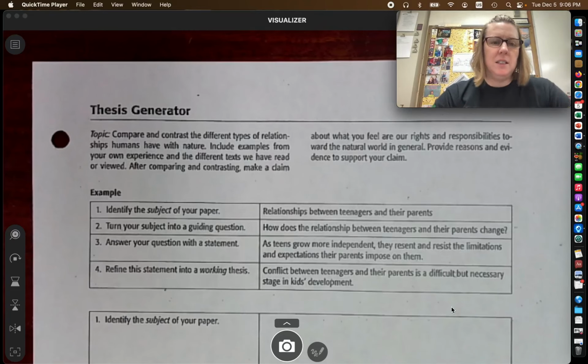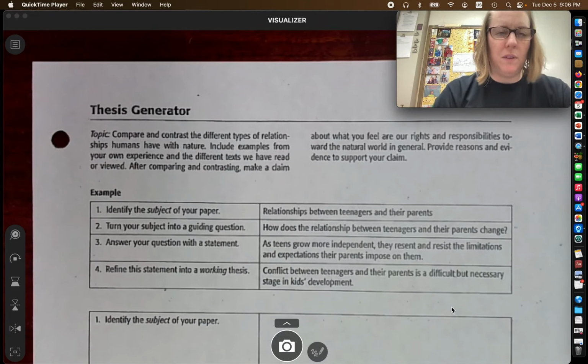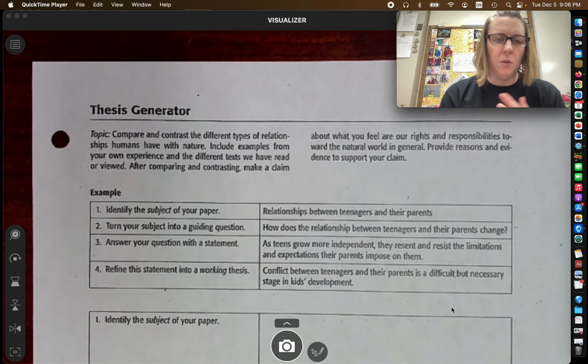All right, so this is an introduction for those of you who have never used the Thesis Generator before. I'm going to keep this introduction pretty generic so that it can be used by either English 101 or 102 or College Prep 12 or even AP Lang if you have it.